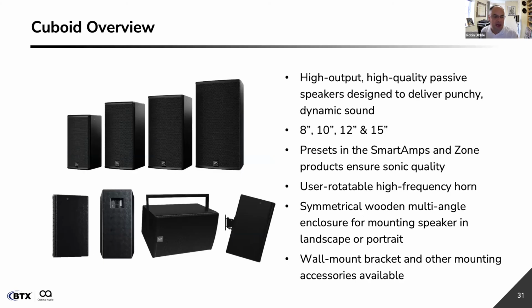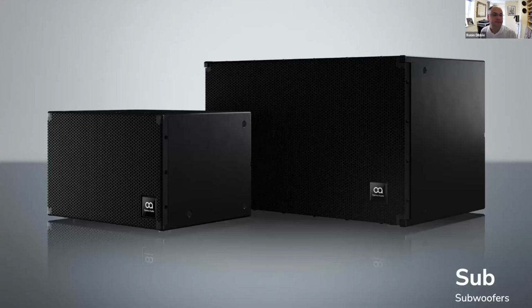Then the larger models, 8 through to 15, all 2-way, all have a constant directivity horn, 90 by 50 on the smaller, 80 by 50 on the larger, Speakon connectors on the back, and all the hardware you need to mount them on the wall or overhead. Then we have the 2 subs in the range to complete the series.